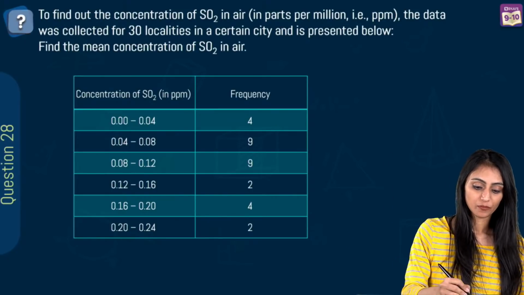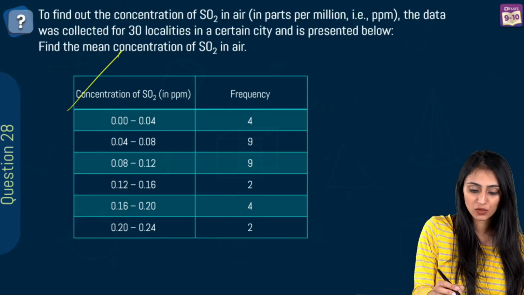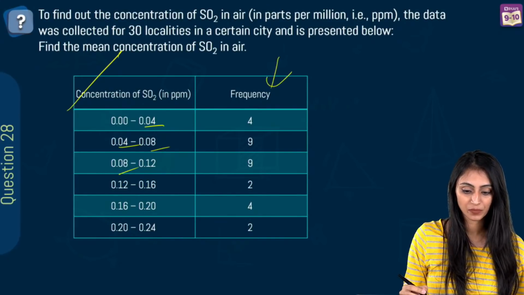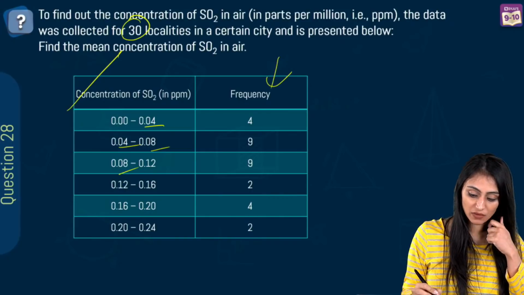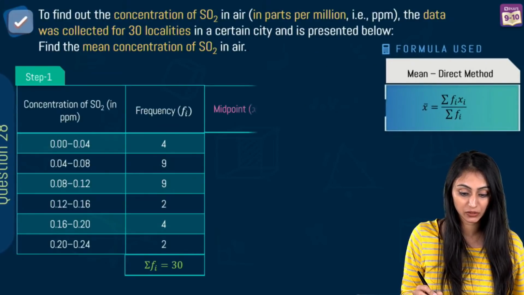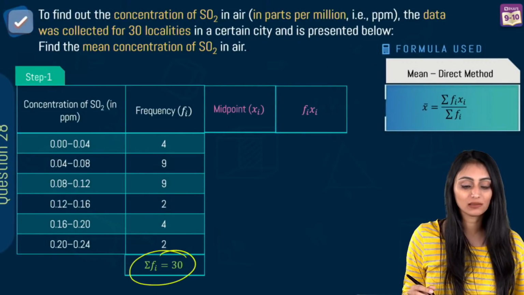So you can see the class intervals over here. This is continuous, right? First, always check this thing. Frequency is given over here. So for 30 localities, I am using the direct mean method over here. So summation Fi is going to be 30.